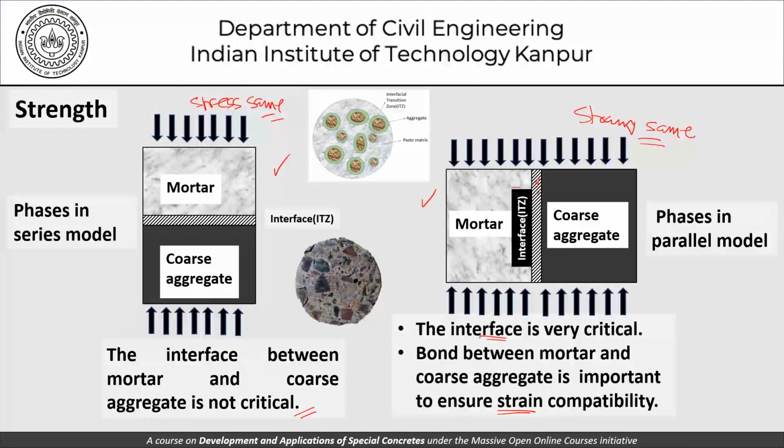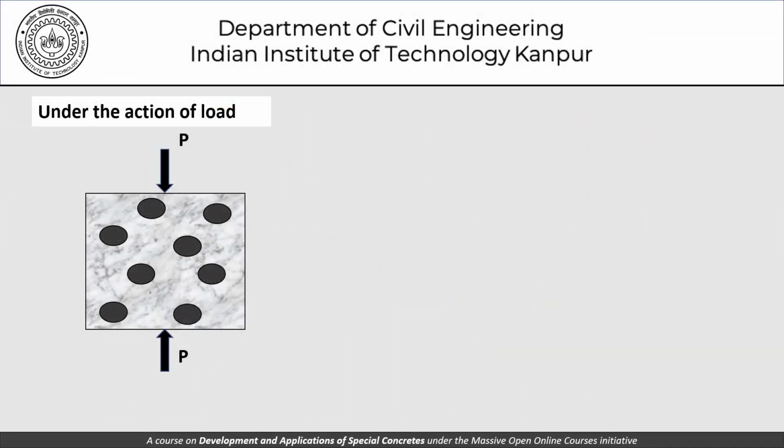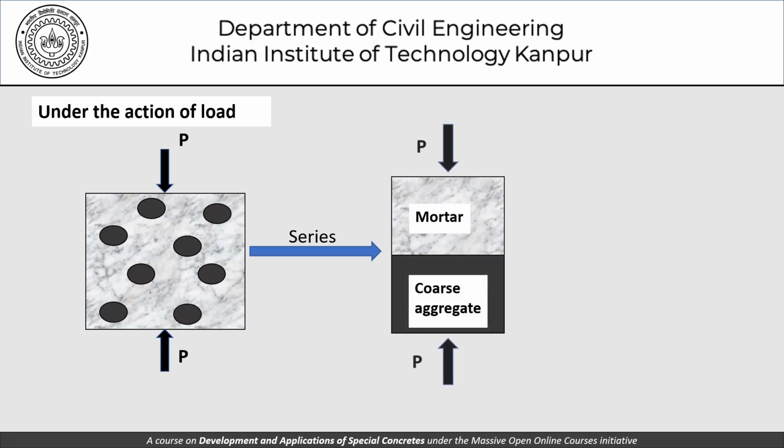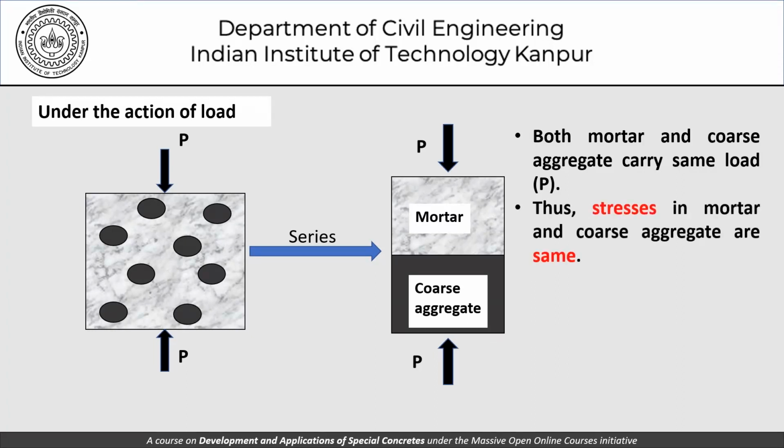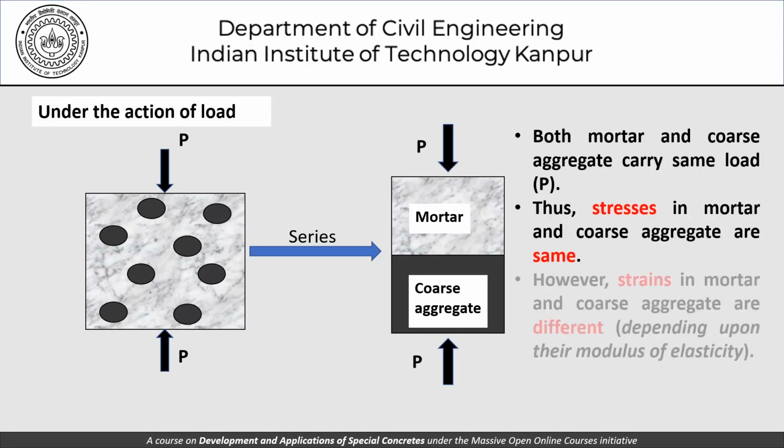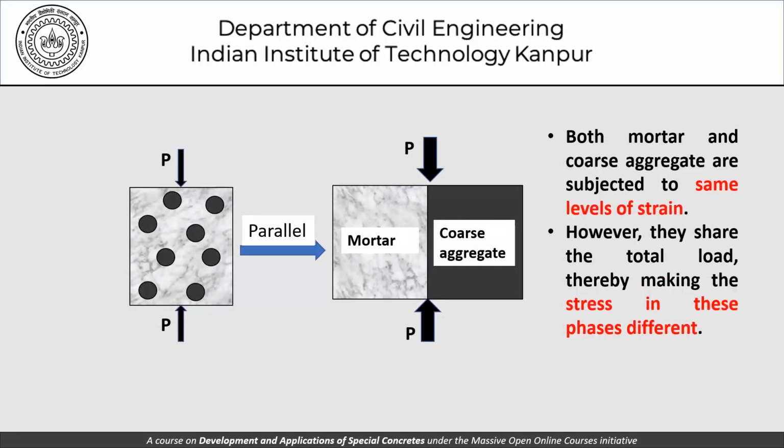Having said that, the action under load as far as series is concerned is something like this. Both mortar and coarse aggregate carry the same load P. The stresses in mortar and the coarse aggregate are the same, and the strains in mortar and coarse aggregate are different depending upon their modulus of elasticity and so on. When it comes to parallel, both the mortar and coarse aggregate are subjected to the same level of strain. However, they share the total load, thereby making the stresses in these phases different. So that's the kind of impact that the ITZ has on the strength of concrete.